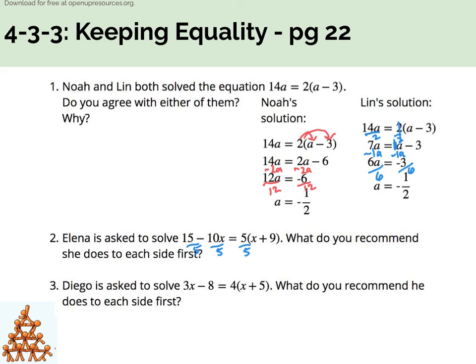All right, let's go to number 3. Diego is asked to solve 3x minus 8 equals 4 parentheses x plus 5. What do you recommend that he does to each side first? Go ahead and pause and answer that question and then come back to me.